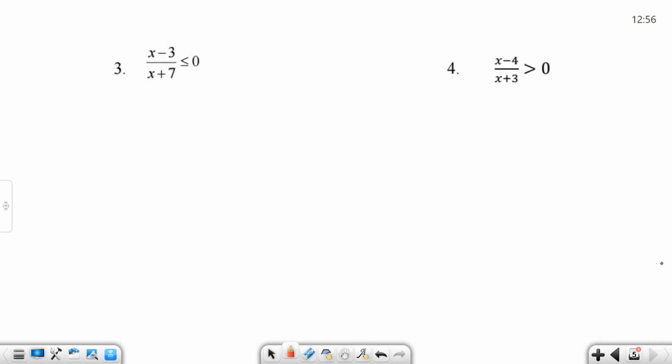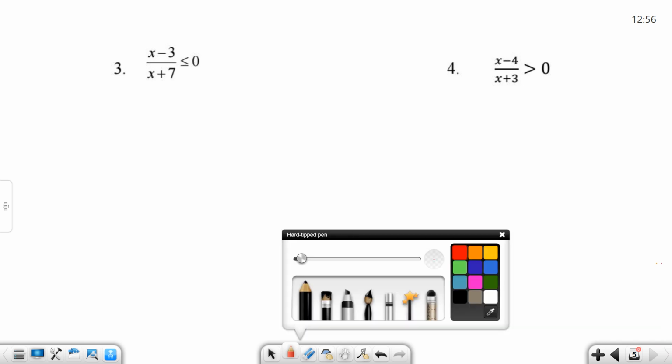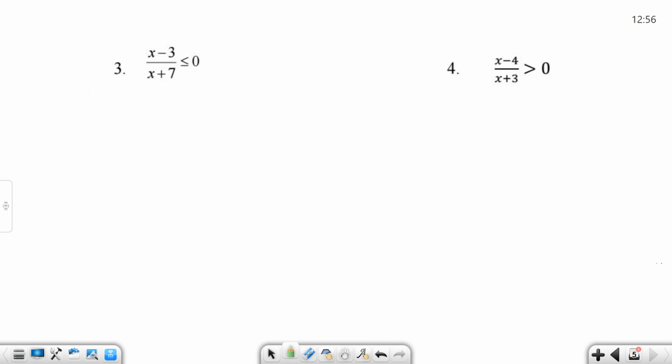Okay, so let's try these. We have 2 left, and these are called rational inequalities because they're a fraction. They're both already factored and they're set to 0, so we're good with that. So we're going to work on the numerator-denominator part.